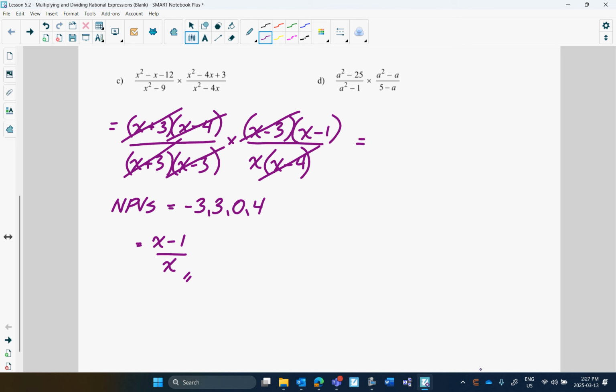Factor everything that you can first. Go ahead. And if you want to keep going further, just remember, before you start canceling things, state your NPVs after you factor.